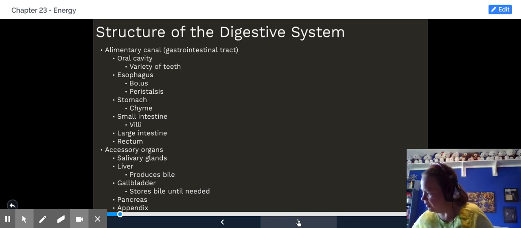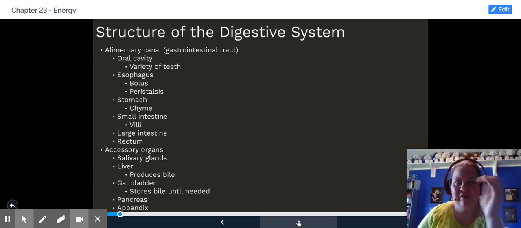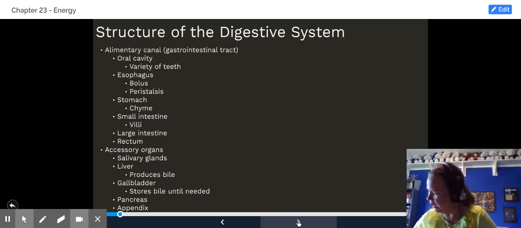And then you have the appendix, which is attached to the large intestine, right where the small intestine and the large intestine meet. A lot of people believed that it was just a vestigial organ left over from evolution, but now they're thinking that it may actually be related to the lymphatic system. So definitely not a vestigial organ. And unfortunately, it can be infected, and as a result, would have to be removed.